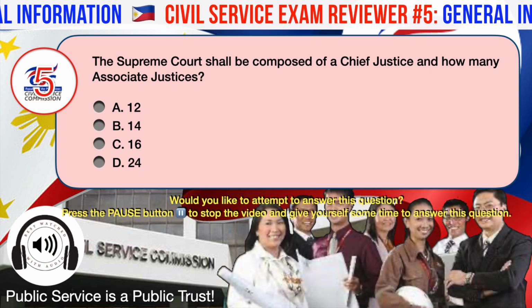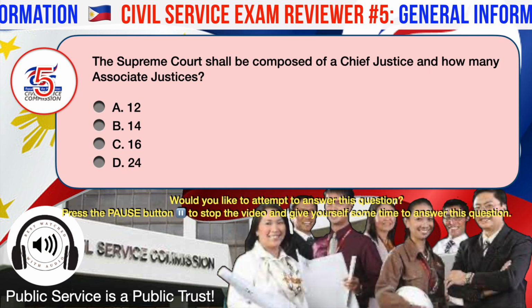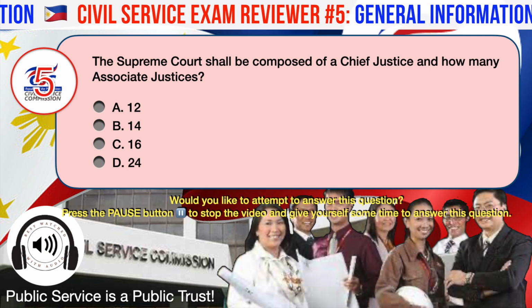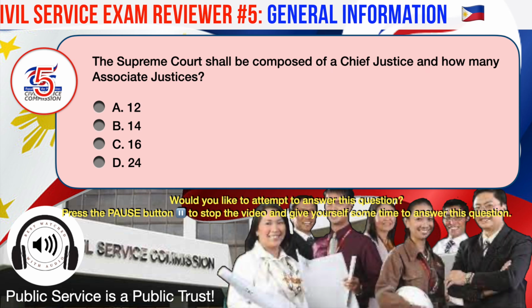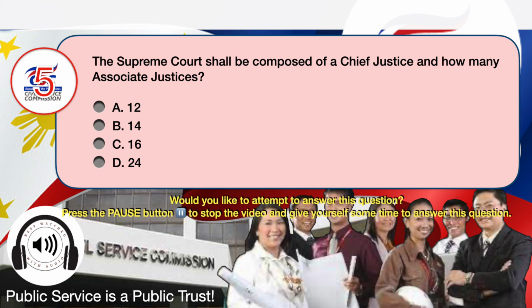Question number 5. The Supreme Court shall be composed of a Chief Justice and how many Associate Justices? A. 12. B. 14. C. 16. D. 24. The correct answer is B, 14.